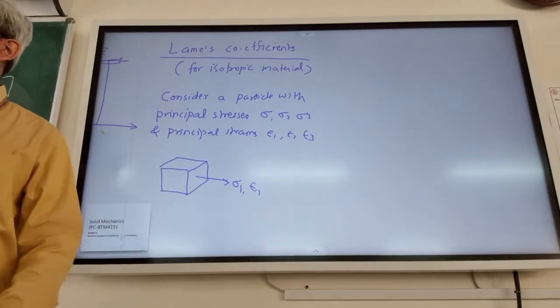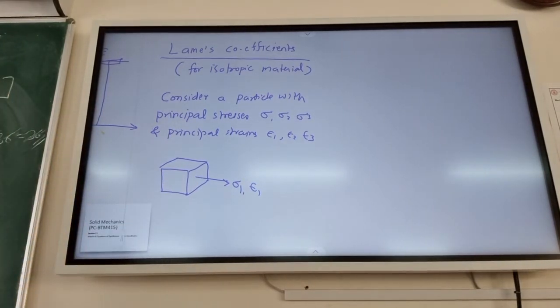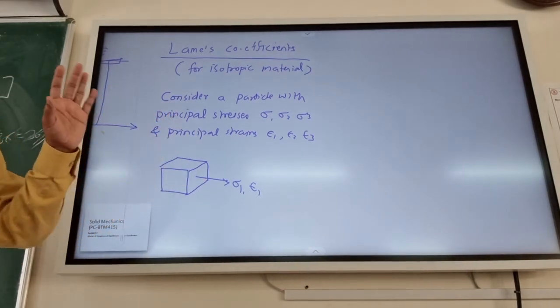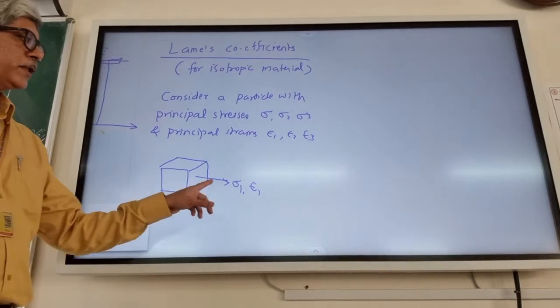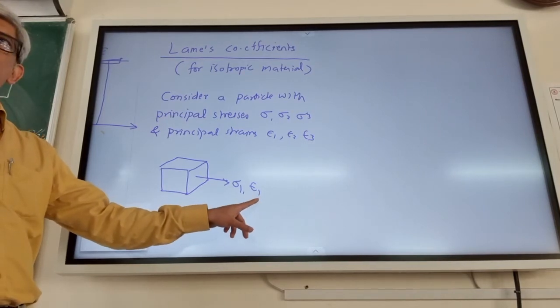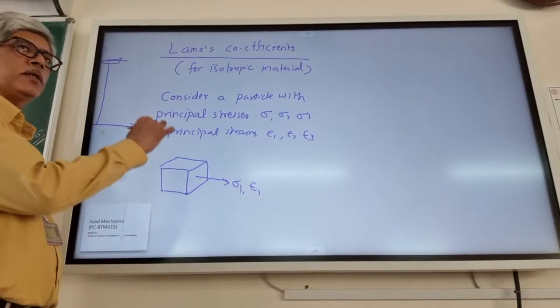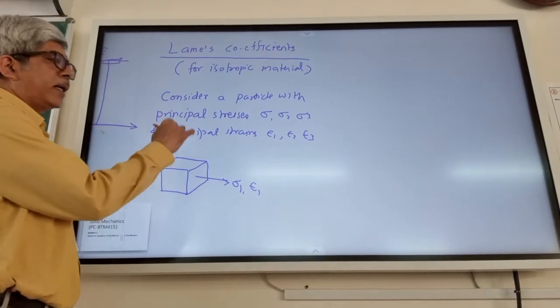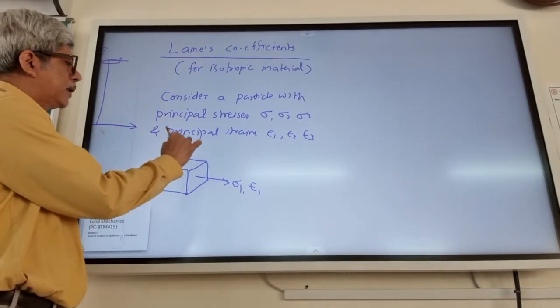There is one more property of isotropic material, and that proof we have not covered: the direction of principal stresses and the direction of principal strains are identical for isotropic material. So whatever is the maximum principal stress axis, the same axis will be there for maximum principal strain as well. It can be proved, and you can get that proof in the textbook, but we are not covering it here. So if sigma 1 is the direction of first principal stress, epsilon 1 will also lie along the same direction, and we have chosen the coordinate axes such that they are aligned along the principal directions.